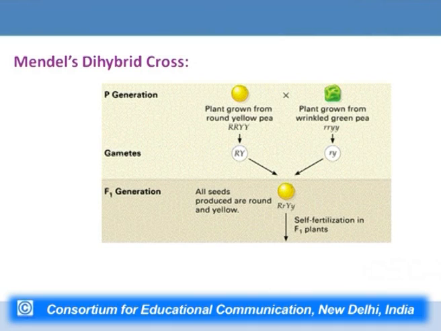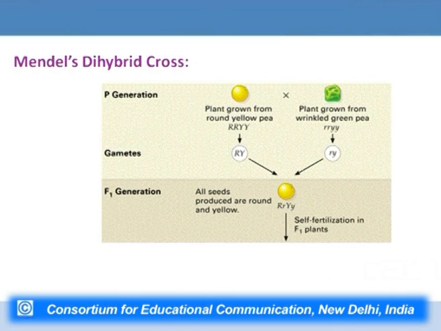Capital Y codes for yellow seed color and capital R codes for round seed, whereas small r codes for wrinkled seed and small y codes for green color. So, the F1 individuals will be capital R small r, capital Y small y, and all the seeds will be expressing the dominant trait which is coded by capital R and capital Y.